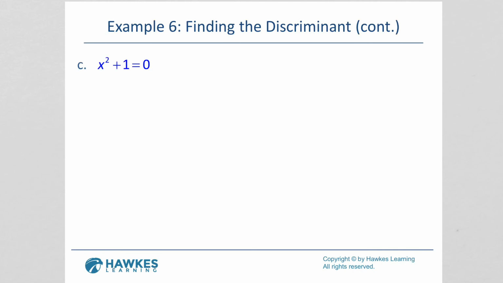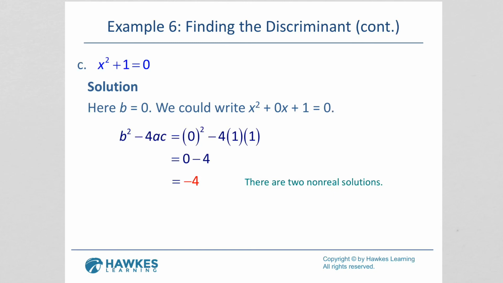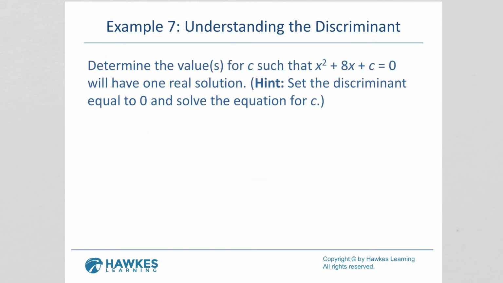Example 6c, x squared plus 1 equals 0. Here b is 0, but we could write it as x squared plus 0x plus 1 equals 0. But b squared minus 4ac is going to give us 0 squared minus 4 times 1 times 1, which is 0 minus 4, which is negative 4. That means there's two non-real solutions because that number is less than 0.